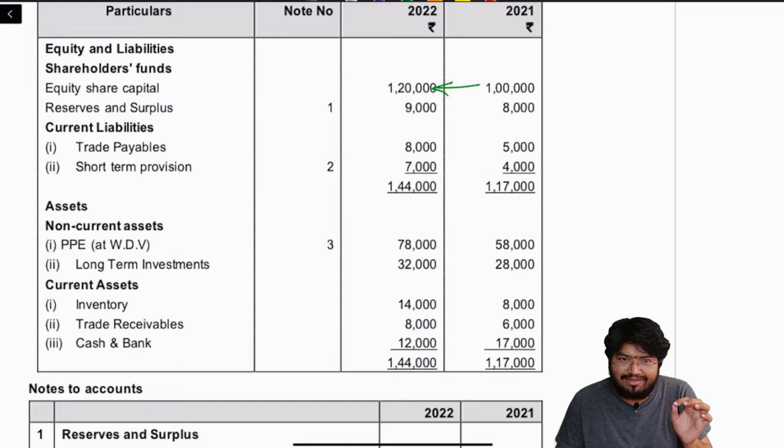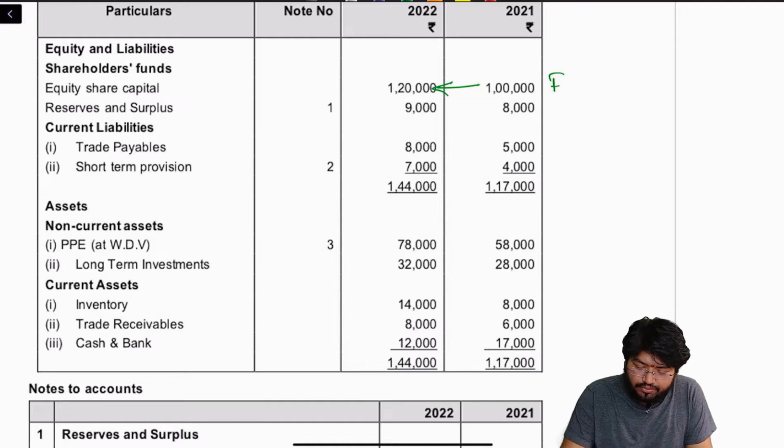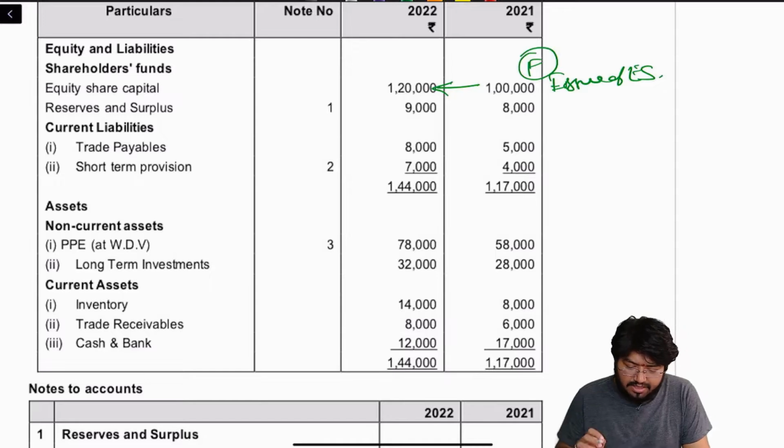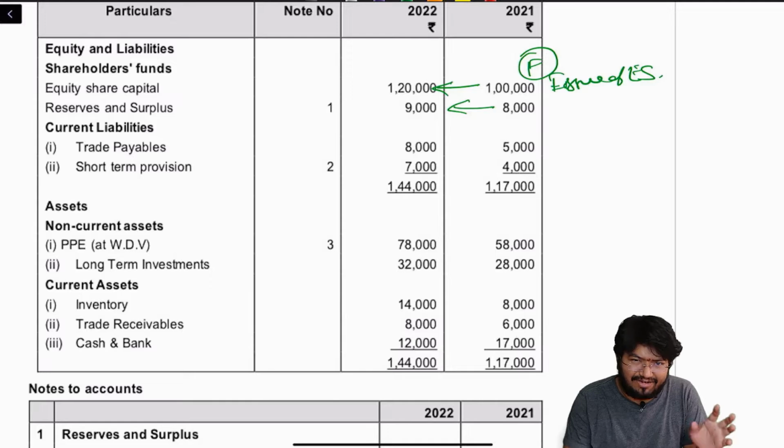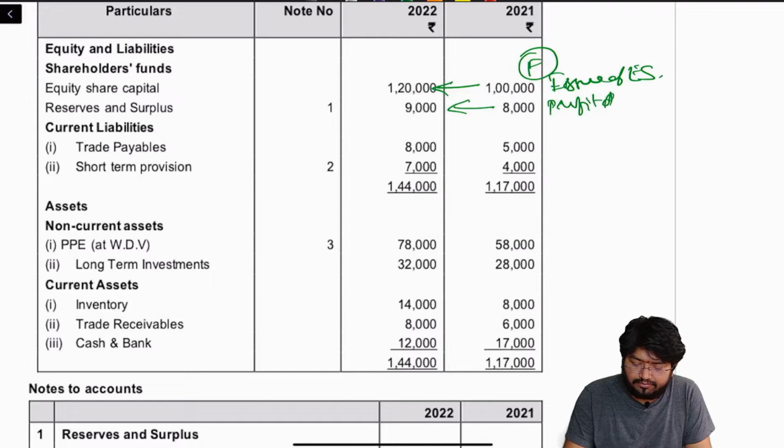Okay, now equity share capital from 1 lakh it has increased to 1 lakh 20,000. Now where will this fall actually? If no other information is given, what would this indicate? You should tell me. Issue of share capital. Exactly, issue of equity shares. That means financing activity. Reserves and surplus, it increased from 8,000 to 9,000. What does this indicate? If no information is given, this is basically profit for the period. Yes or no? Yes, sir.